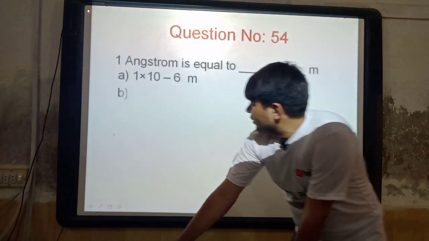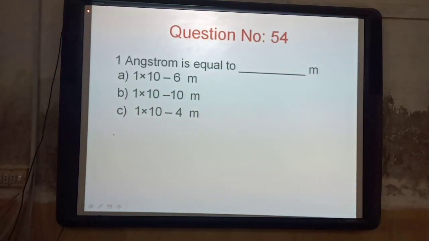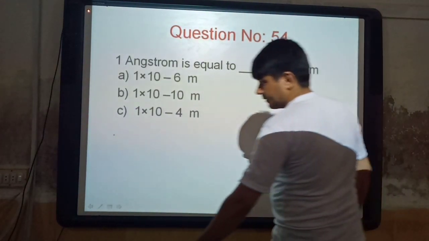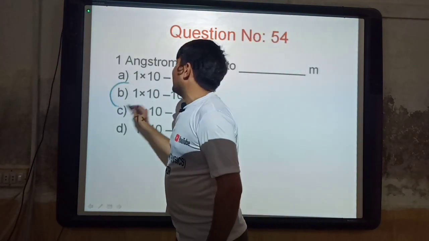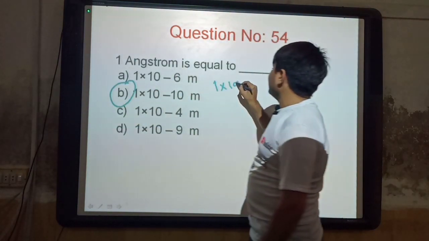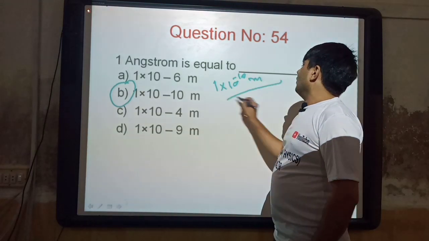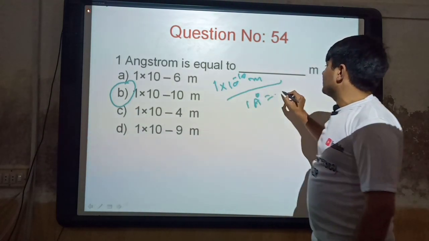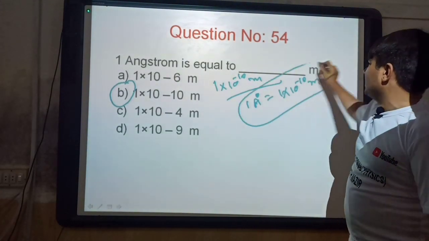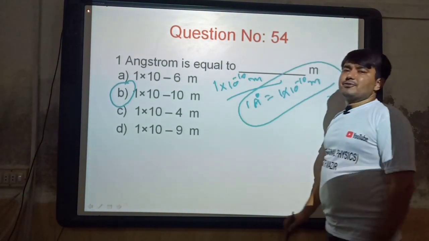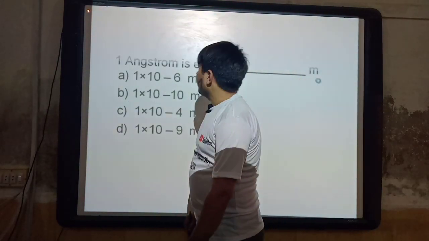Another question for you, 1 angstrom. 1 angstrom is equal to 1 into 10 to the power minus 10 meter. The correct option is B.